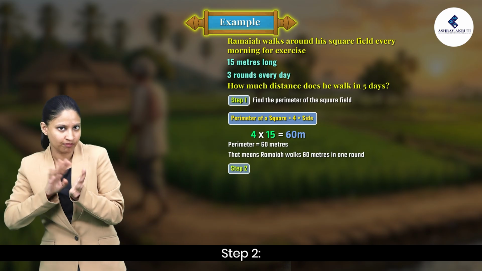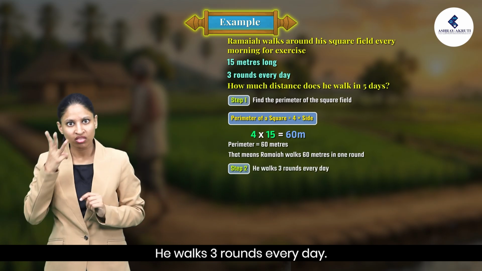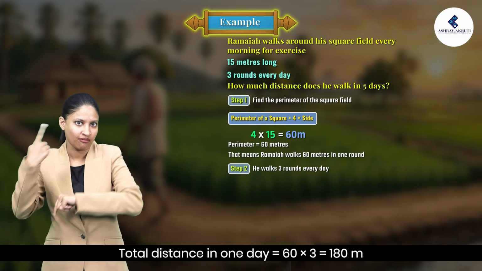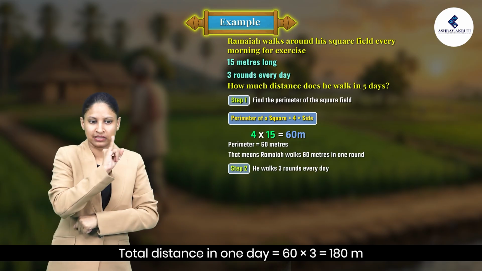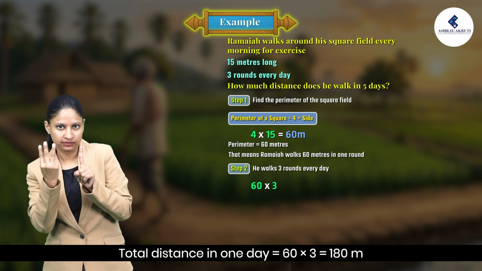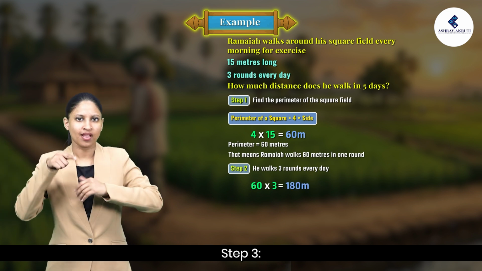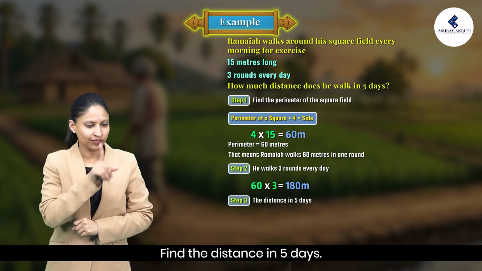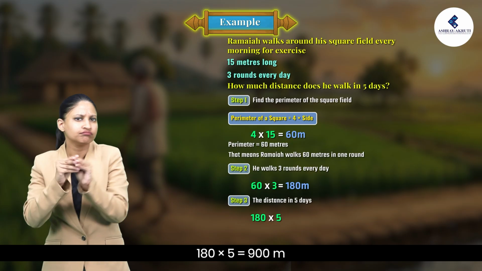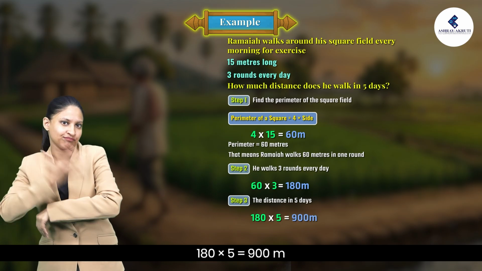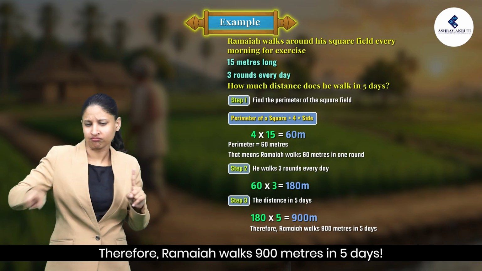Step 2. He walks 3 rounds every day. Total distance in 1 day is equal to 60 into 3 is equal to 180 meters. Step 3. Find the distance in 5 days. 180 into 5 is equal to 900 meters. Therefore, Ramaiah walks 900 meters in 5 days.